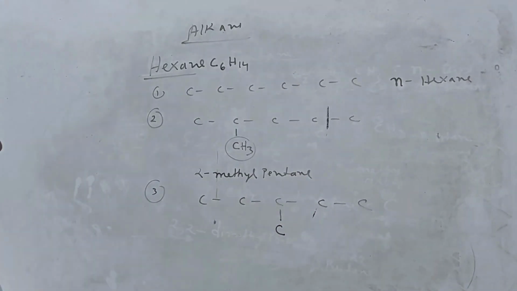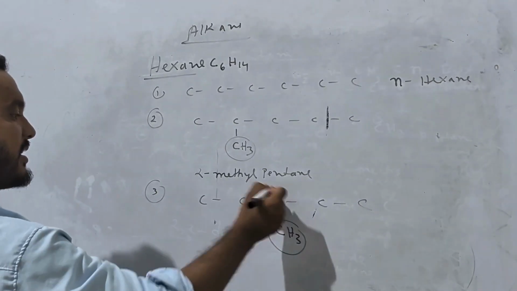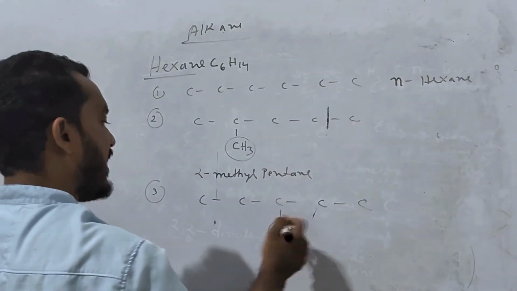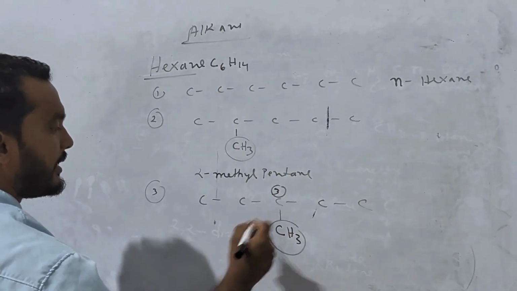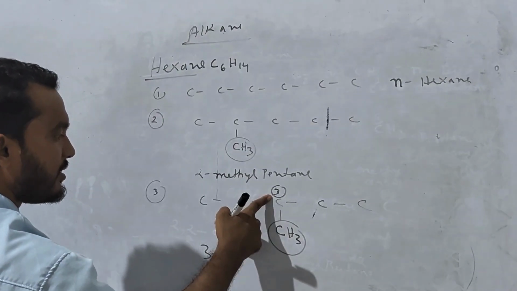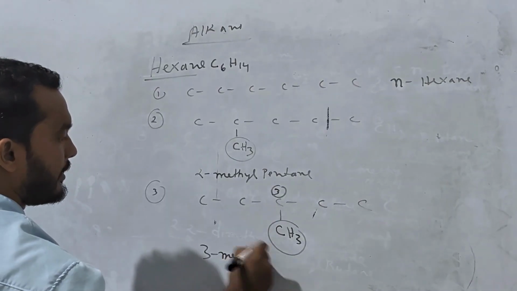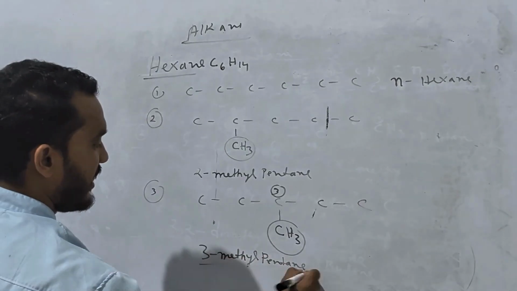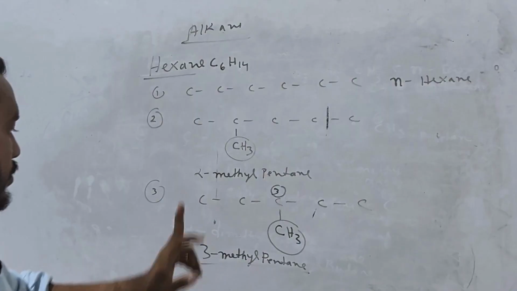If I place it here, now this methyl group CH3 falls under the third carbon in the carbon chain. If you go from left to right, or come from right to left, you will get the third position. That means the chemical name of this compound is 3-methyl, because the methyl is at the third position of this carbon chain. In the parent chain, 5 carbons, so pentane. Till now, how many structural isomers do we have? 1, 2, 3.